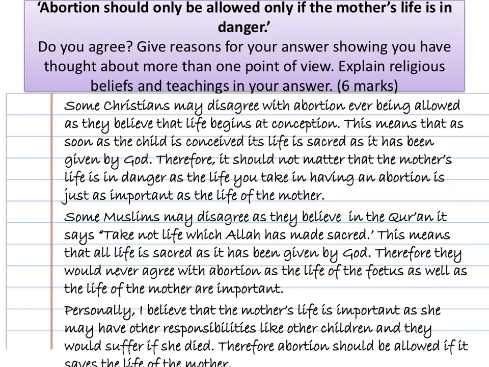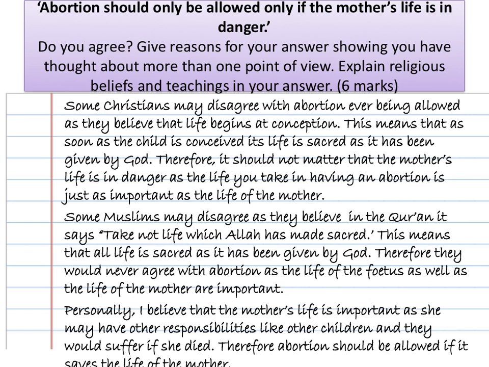Some Christians may disagree with abortion ever being allowed, as they believe that life begins at conception. This means that as soon as the child is conceived, its life is sacred as it has been given by God. Therefore, it should not matter that the mother's life is in danger, as the life you take in having an abortion is just as important as the life of the mother.